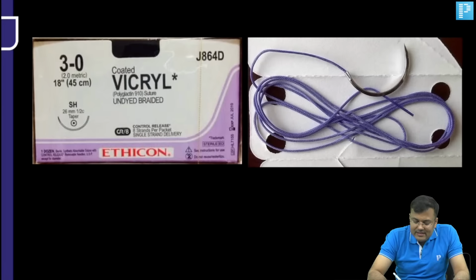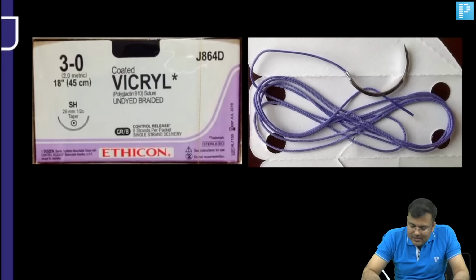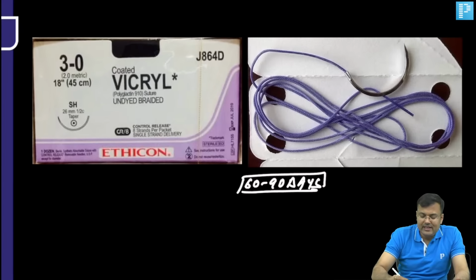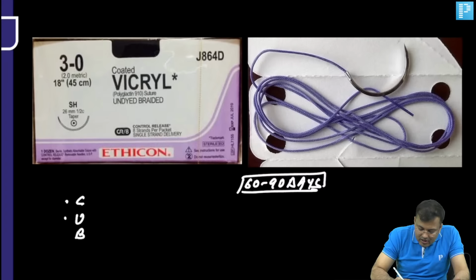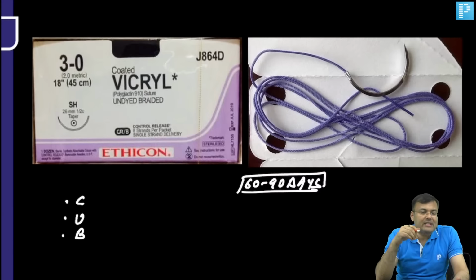In how many days it is absorbed? It is absorbed in 60 to 90 days. It is workhorse suture of general surgeon. किसके लिए use करते हैं? Any organ in which there is formation or tendency of stone formation. Mnemonic is cub. So in which organs we are using Vicryl? Cub.